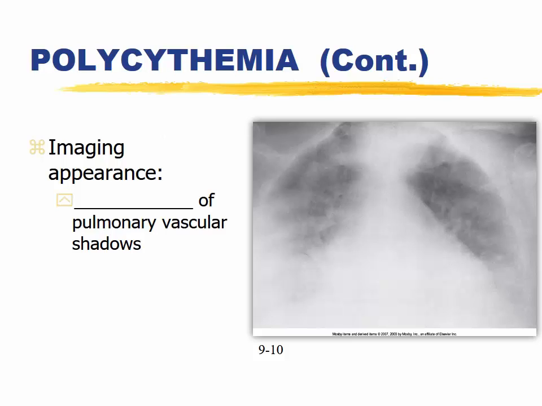Increased blood volume in primary polycythemia can lead to prominence of the pulmonary vascular shadows, usually without the cardiomegaly associated with other conditions. When looking at this patient, we see that the patient does have an enlarged heart, but it's due to a different cause.